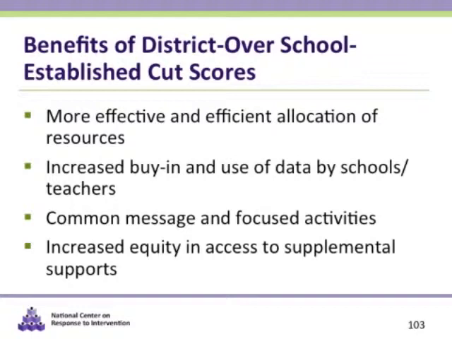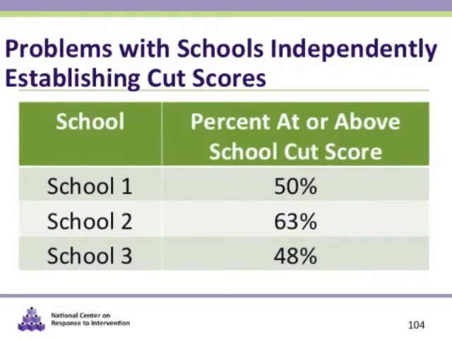And I think most importantly is we get increased equity and access to supplemental supports, so that you can ensure that students in School A, School B, and School C are likely to receive the same quality of support. So look at these three schools. These schools were asked to identify the percentage of students who are at or above their cut score. So the district really wanted to know what was the population of at-risk and not at-risk students. And so what you end up with is School 1, 50%, School 2, 63%, and School 3, 48%.